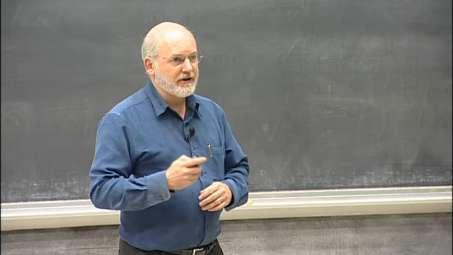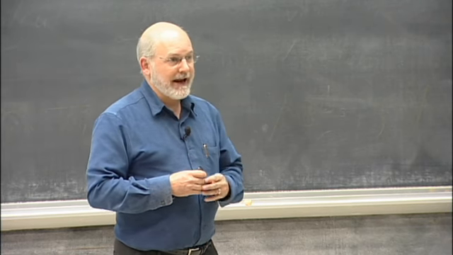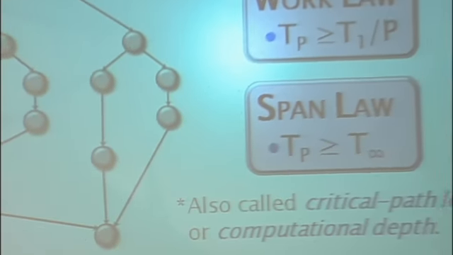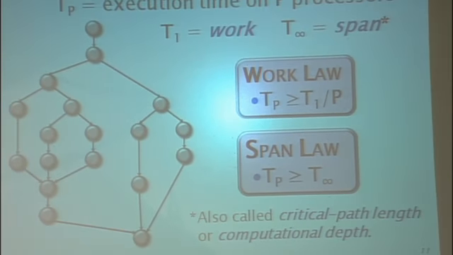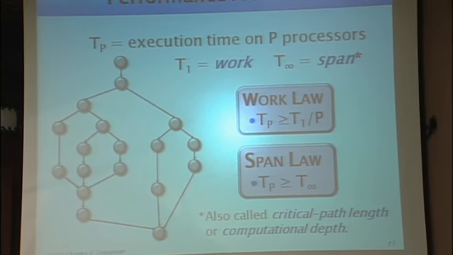Okay, the second one should be even clearer. It's the span law. On P processors, you're not going to go faster than if you had an infinite number of processors, because the infinite processor one could always use fewer processors if it scheduled it. Once again, this is a very simple model. We're not taking into account scheduling. We're not taking into account overheads or whatever. Just a simple conceptual model for understanding parallelism. So any question about these two laws?